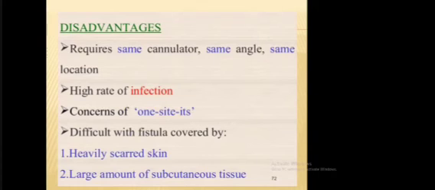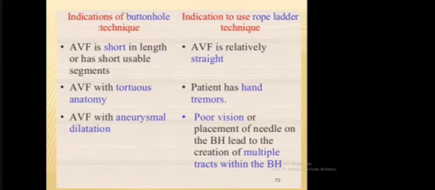What are the disadvantages? It requires the same cannulator, the same angle, and the same location, because you should not change the direction, angle, and location. The cannulator also should not change, because it takes time to develop the track. There is a higher rate of infection, so the concern about site infection is very important with this technique, and it is difficult with a fistula covered with heavily scarred skin and a large amount of subcutaneous tissue.